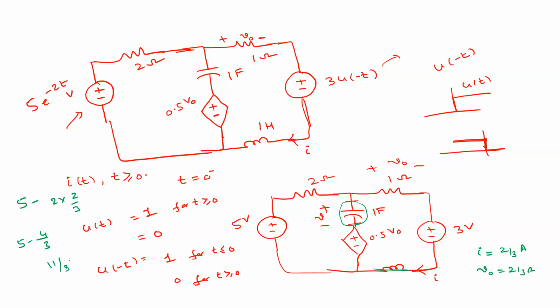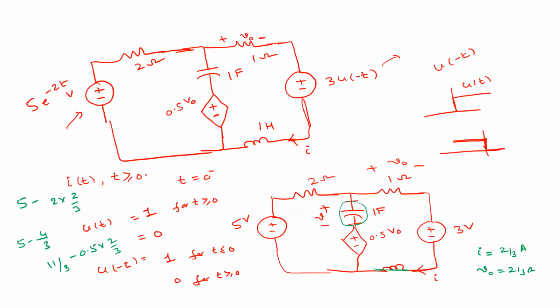Is it correct? Sir, 11 by 3 minus 0.5 V naught. Yeah, we have another one there. No, that is open, right? Yes, sir, but still that current is flowing here. But still it is V naught. What is the current actually flowing here? 0.5 into V naught across 1 ohm. So what is that current here? That is 2 by 3.